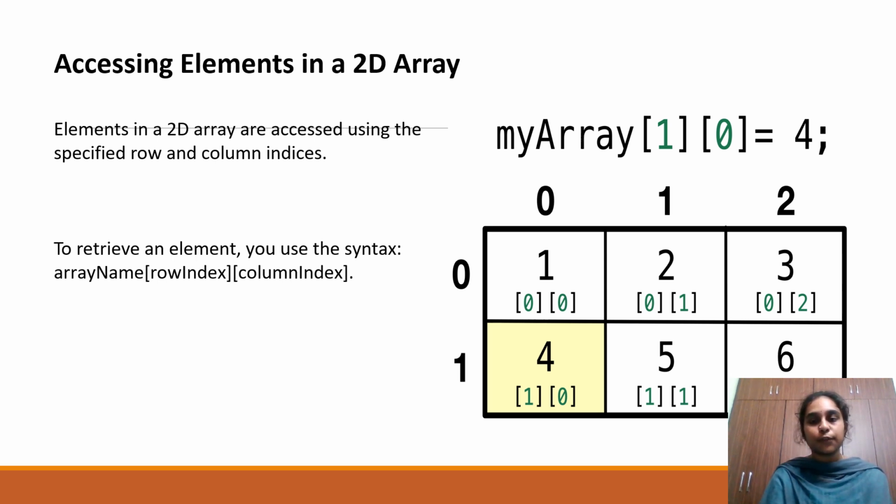For example, if we take 1, it can be represented as 0th row and 0th column. If we take 2, it can be represented as 0th row and first column. If we take 3, it can be represented as 0th row and second column. If we take 4, it can be represented as first row and 0th column. If we take 5, it can be represented as first row and first column. If we take 6, it can be represented as first row and second column.